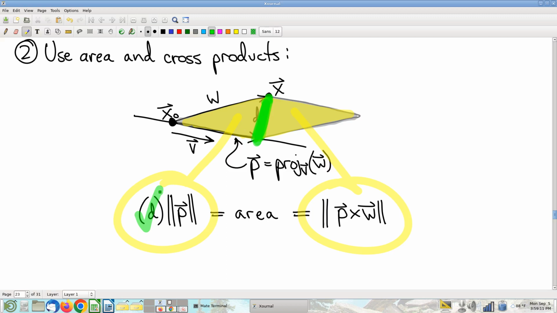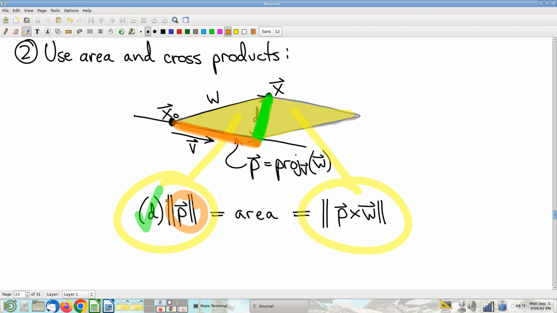Okay, so details. I claim I've done 2 calculations here. How do these calculations work? The first computation is height times base. So the green height is the distance we're looking for. The orange base is the magnitude of the projection, and we know how to compute projections. So that's one way to compute that yellow area. Everybody follow?